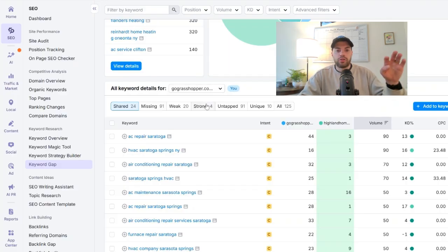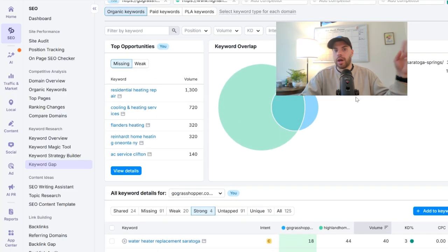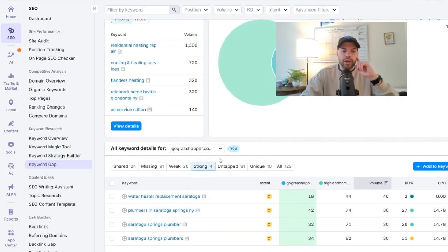Next, I look at the strong category for my client Grasshopper. So I can say, okay, got it. They rank okay for terms like water heater replacement or plumbers in Saratoga Springs, but we're actually not on page one. Google usually only displays 10 organic listings, so if we're in position 18, we're on page 2. We're not ranking across the board.